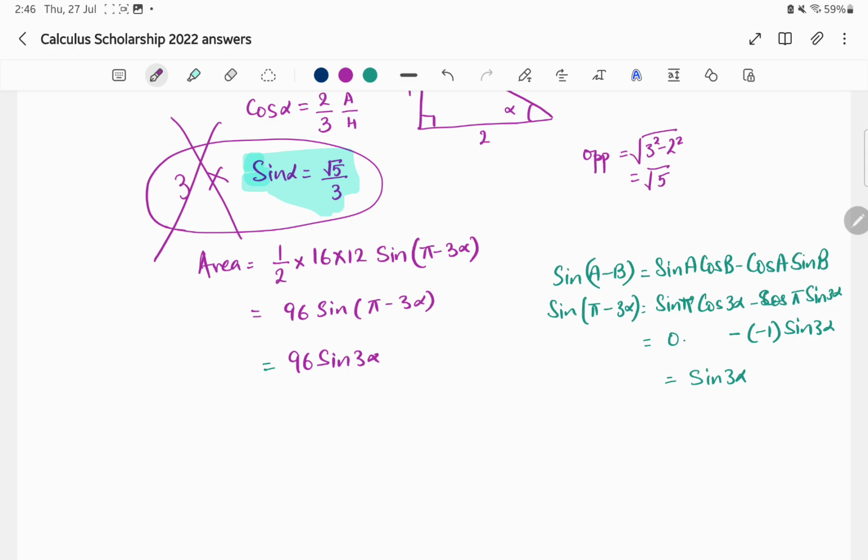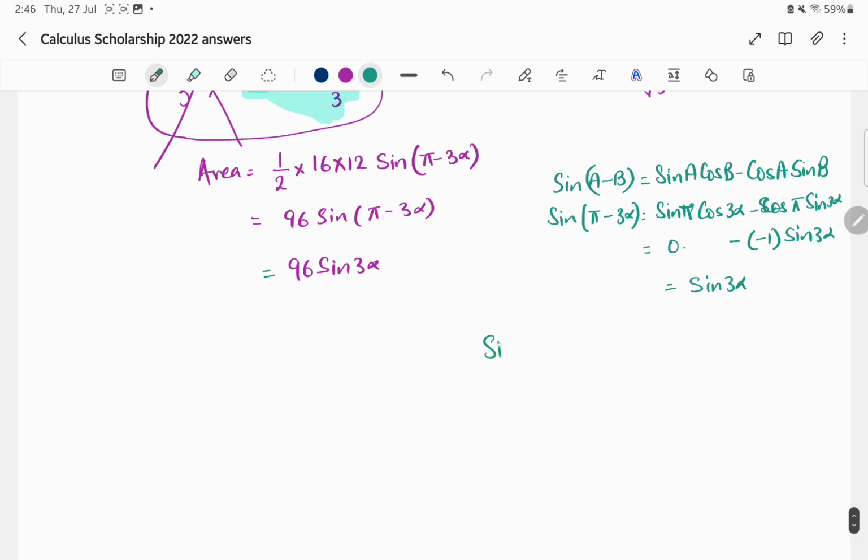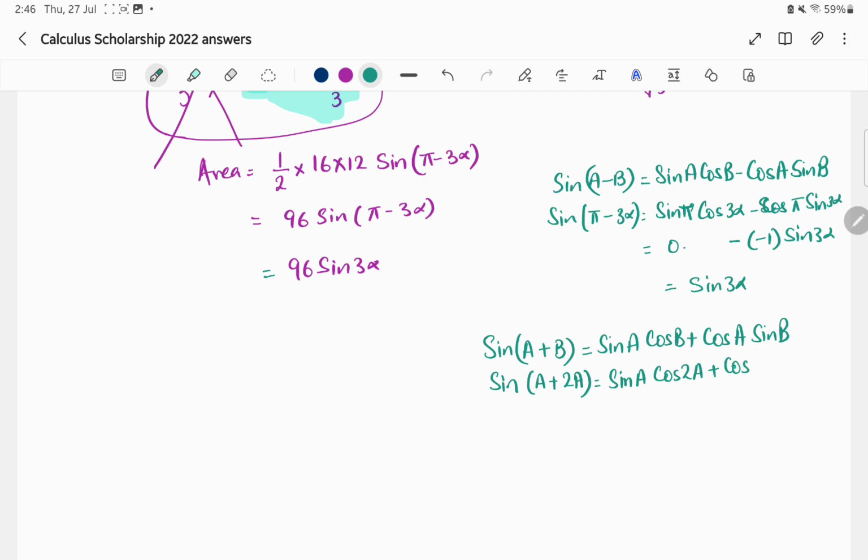So to find 3 alpha, we will have to use the identity, the a plus b again. So we will use sine a plus b. Here it's going to be sine a plus 2a, which is going to give us 3a. So sine a plus b, we know, is sine a cos b plus cos a sine b. So this is going to become sine a cos 2a plus cos a sine 2a.